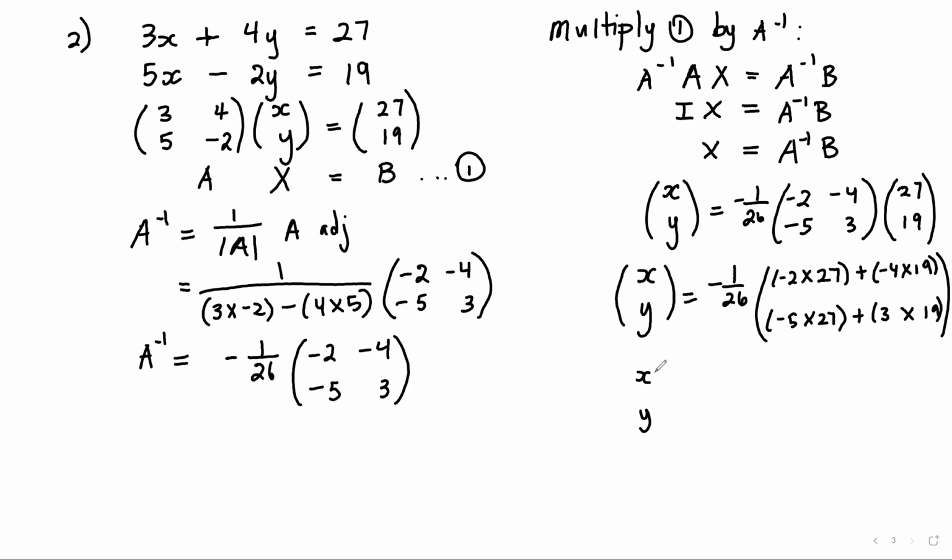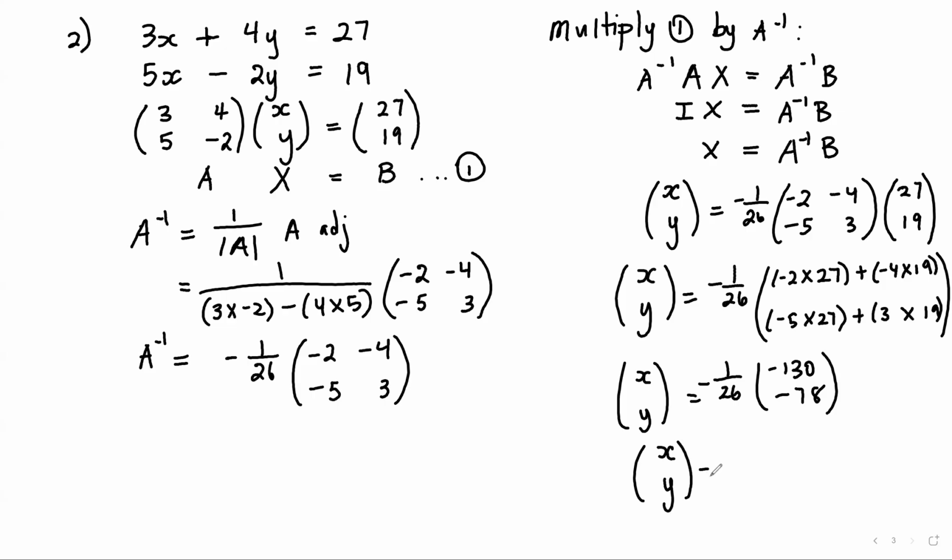Simplifying that, I will get negative 1 over 26 times my matrix, which will simplify to be negative 2 times 27 is negative 54 plus negative 4 times 19, which is negative 130. And then negative 5 times 27 is negative 135 plus 3 times 19, which is negative 78. And now my final step will be to multiply the matrix by the scalar 1 over negative 26.